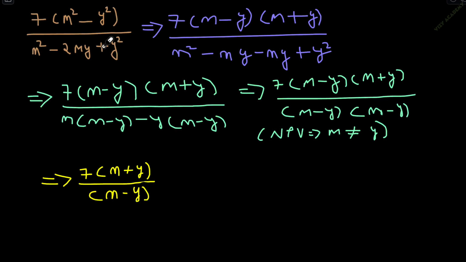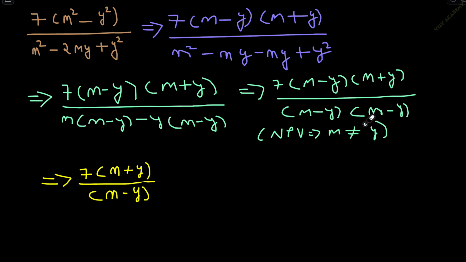The last question here: we have 7 times m square minus y square over m square minus 2my plus y square. Using the difference of squares formula, 7 times m minus y times m plus y. And this negative 2my can be broken down into negative my minus my. On taking the common factors in the denominator, m common from here, you will get m times m minus y. Taking negative y common here, you will get negative y times m minus y. On further factorizing it, taking m minus y common from both terms, we are left with m minus y times m minus y again.